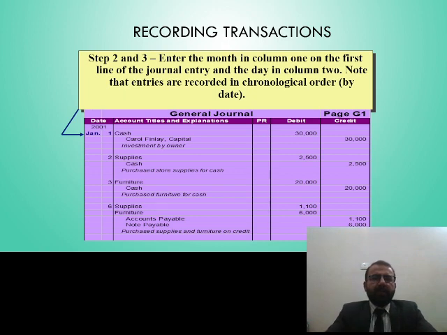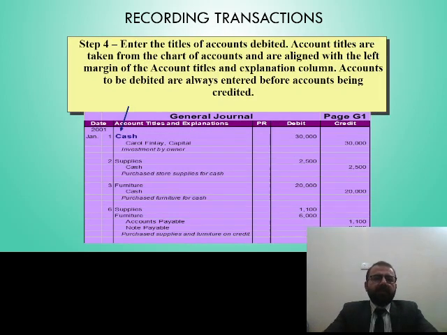Recording transactions. Step 1. Enter the month in column 1 on the first line of the journal entry and the day in column 2. Note that entries are recorded in chronological order, meaning by date. Step 2. Enter the titles of accounts debited. Account titles are taken from the chart of accounts and are aligned with the left margin of the account titles and explanation column. Accounts to be debited are always entered before accounts being credited.